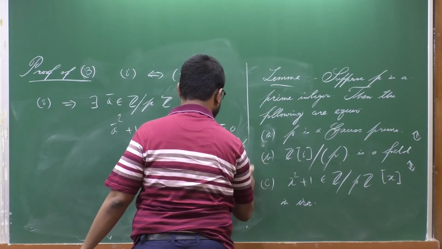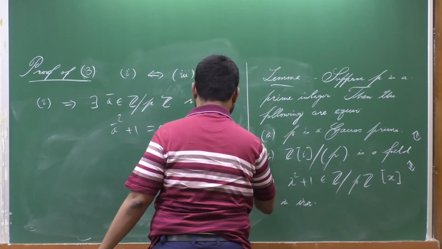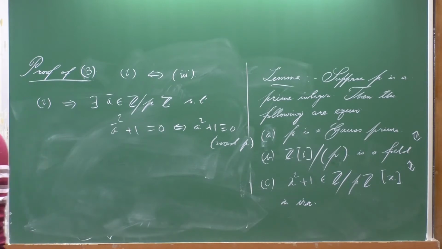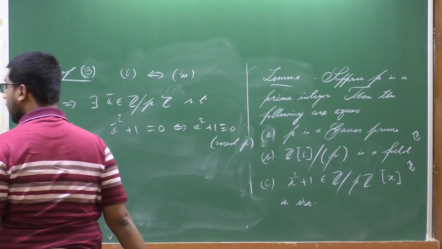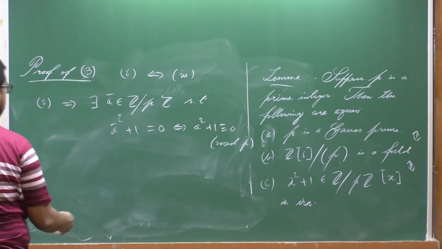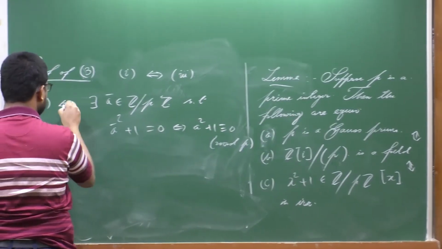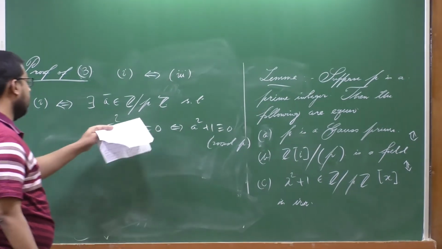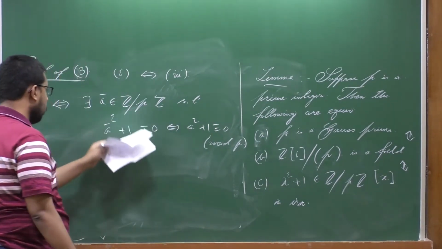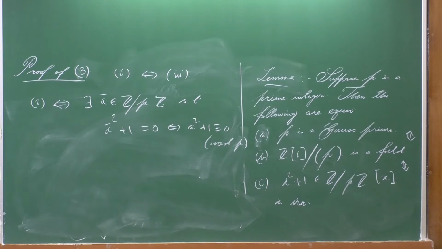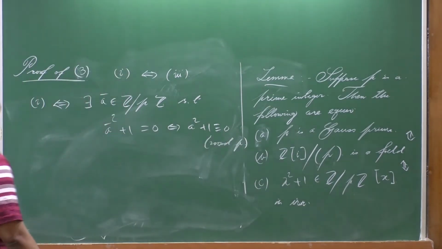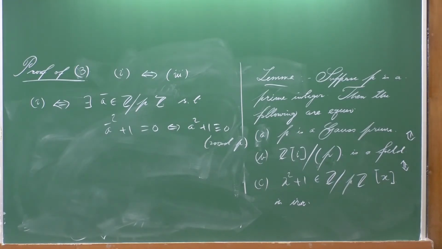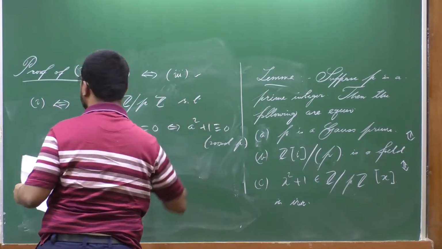So thus this part, 1 implies 3, so the equivalence of 1 and 3 is now over. Because on the other hand, if there is a root here, then of course P is not going to be a Gauss prime, and that implies P has to be this. Okay, so the equivalence of 1 and 3 is over.